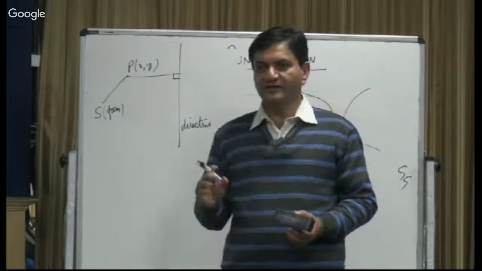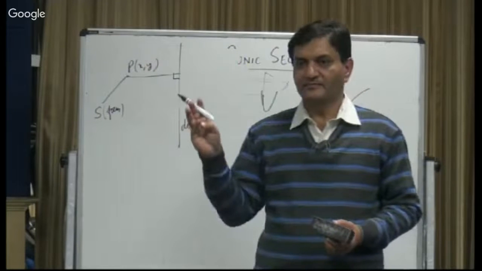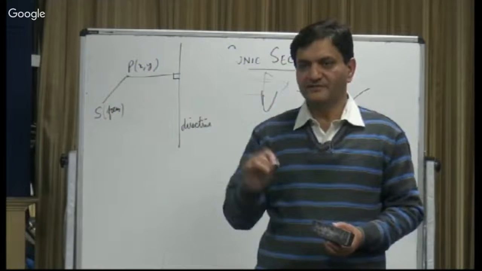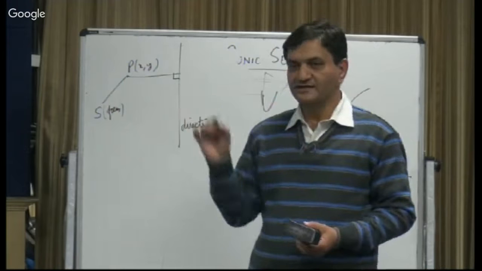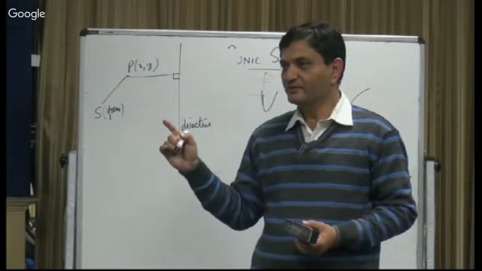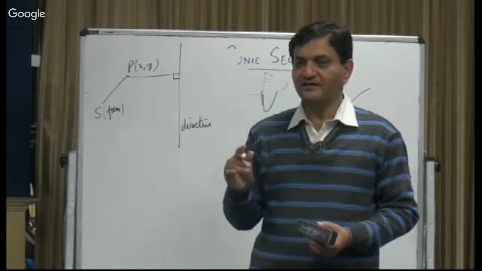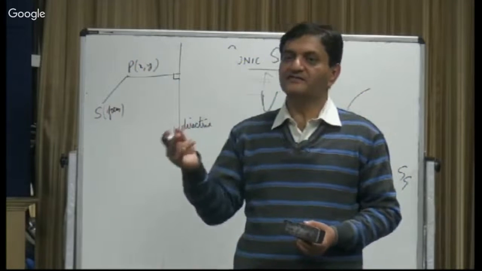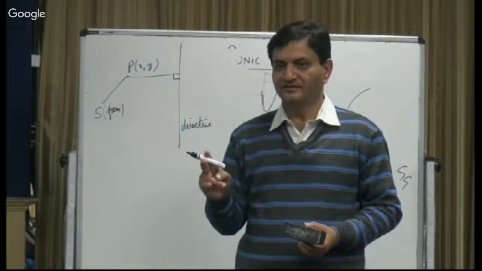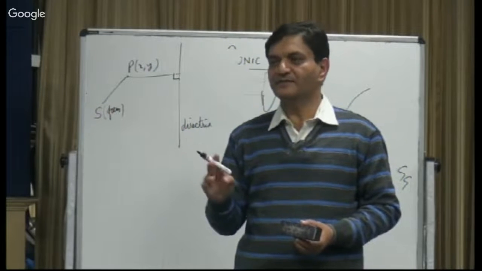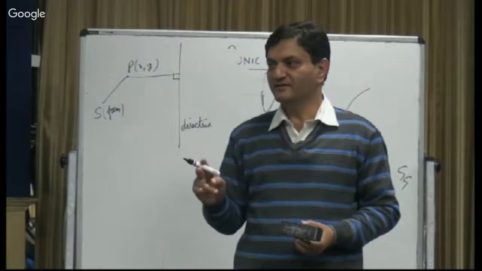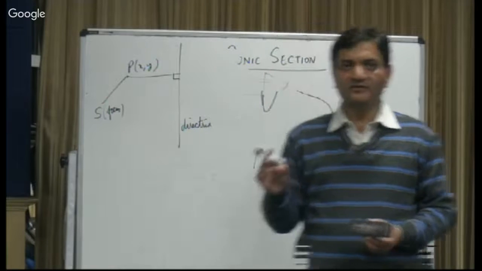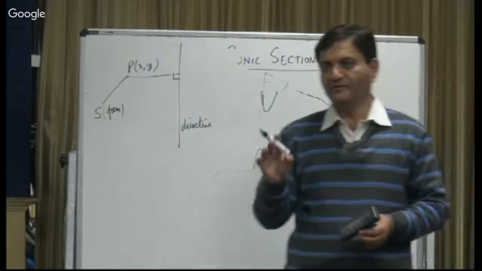So in all the three conic sections, parabola, ellipse and hyperbola, it is a locus of a point which moves in such a manner that the ratio of the distances from a fixed point and a fixed line is constant. That ratio is always constant. And in case of parabola, that ratio will be 1. In case of ellipse, the ratio will be less than 1. And in case of hyperbola, that ratio will be greater than 1. So specific to parabola, that ratio will be 1.